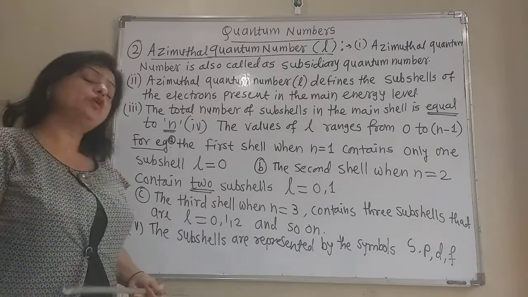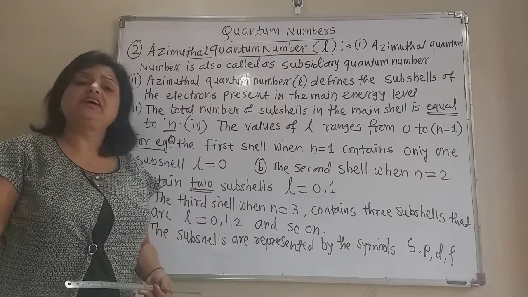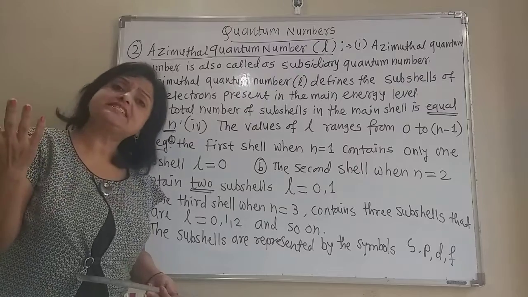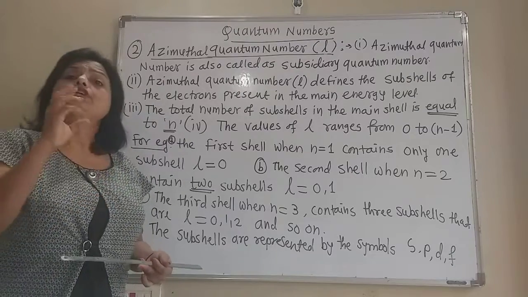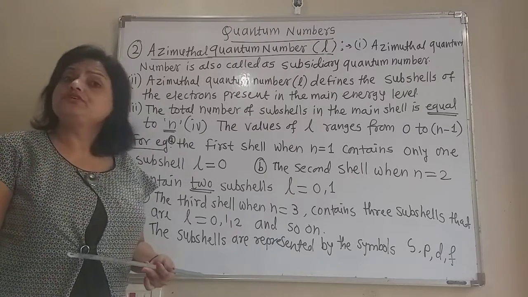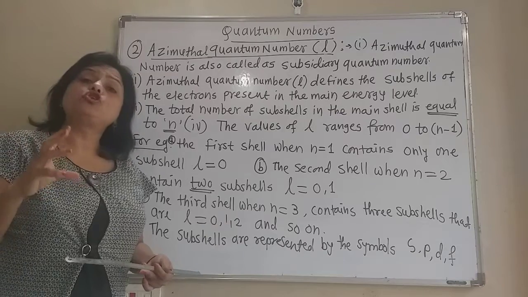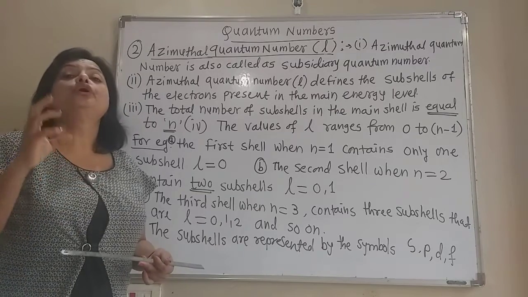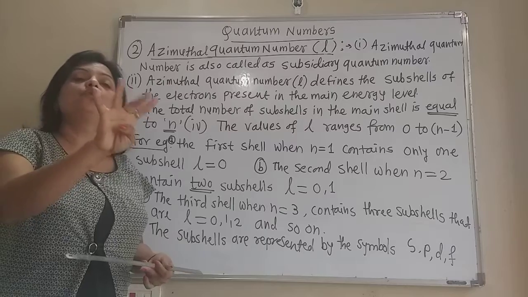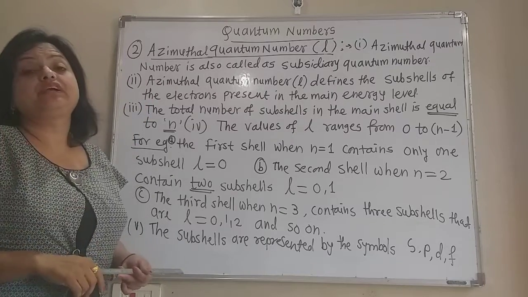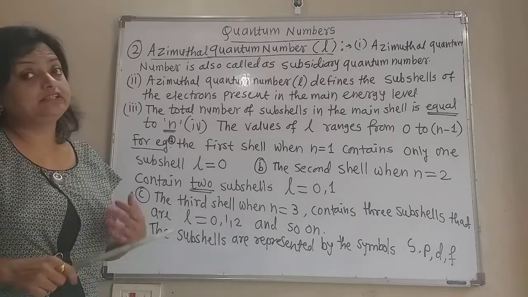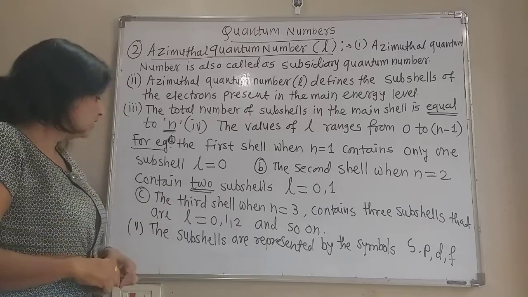In this way, the fourth main energy level contains 4 subshells, and their values are from 0 to 4 minus 1, that means 0 to 3. So the values of l are 0, 1, 2 and 3. These are the 4 different values of the subshells in the fourth main energy level.